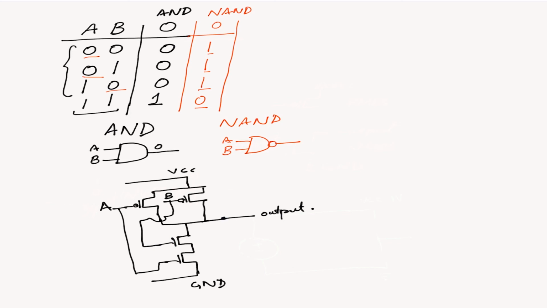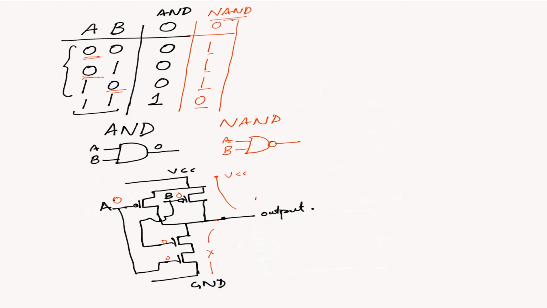Let's take a look at some examples here. When A is 0 and B is 0, these PMOSes are turned on, and our NMOSes are off. So this circuit is completely broken, and we have this node connected through these PMOSes to VCC, or logic 1. For this node to be connected to VCC, you need either A or B at 0, which is the same condition as in the NAND gate.